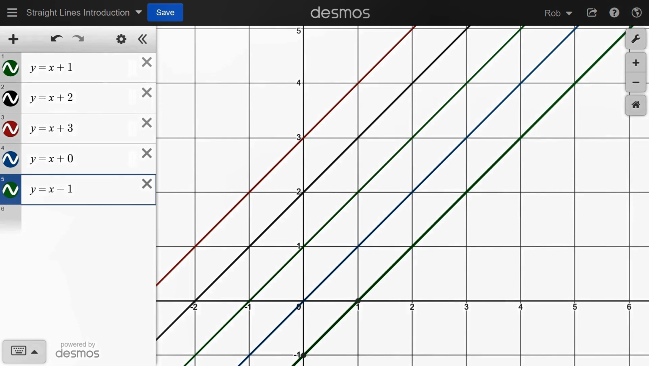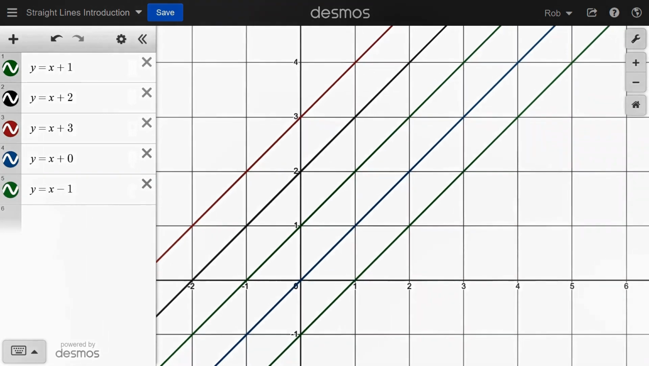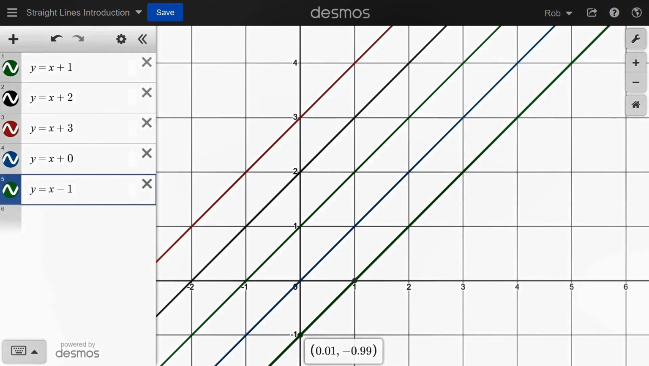Now you can see it goes through down here at, I'm going to move it all up a bit, it goes through here at minus 1. So 0 for the x value, minus 1. So if I go back over the graph, over where it's written on the side, it's got y equals x minus 1, it goes through at minus 1.